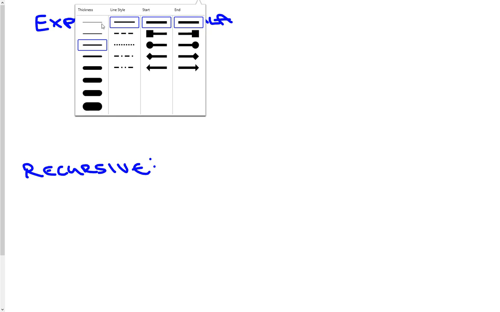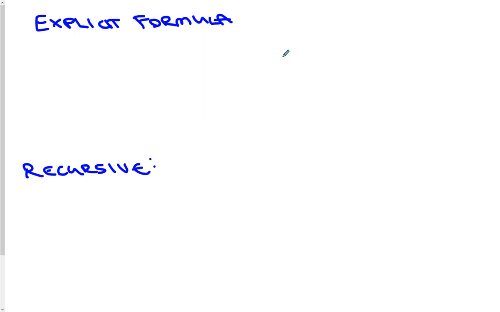Let me get my best green pen out here. So we could have a geometric sequence where we're doubling, right? We could have one where we start at 2 and then we double to 4, and then we double to 8, and then we double to 16, and then we double to 32, and then we double to 64, and then we double to 128, and we keep going.